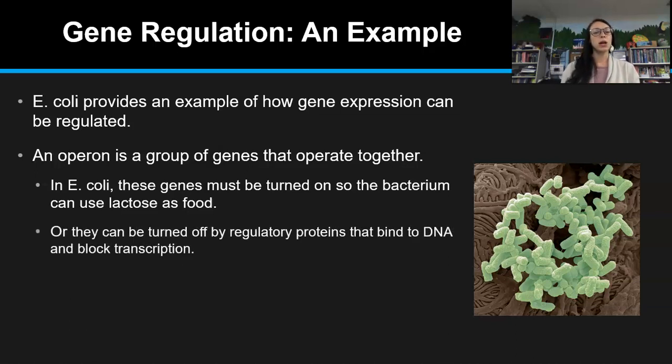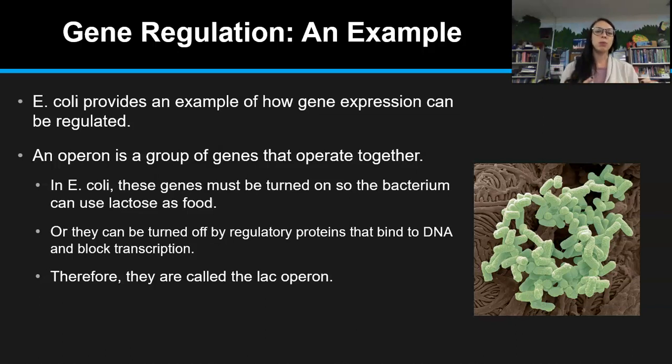So, in E. coli, genes can be turned on so the bacteria can use lactose as food. Or these genes can be turned off by regulatory proteins that bind to DNA and block transcription if they don't need to break down lactose. It'd be like, you don't drink milk with every meal, so you don't constantly need to be making lactase all the time. Lactase is the enzyme that breaks down lactose. You only need lactase when you consume milk or lactose or any sort of milk-based sugar. So, therefore, in this example, we call it the lac operon.